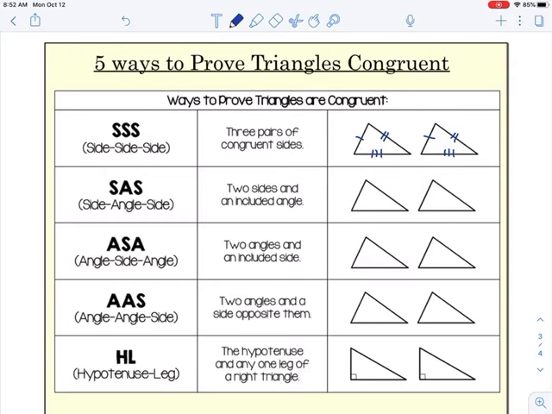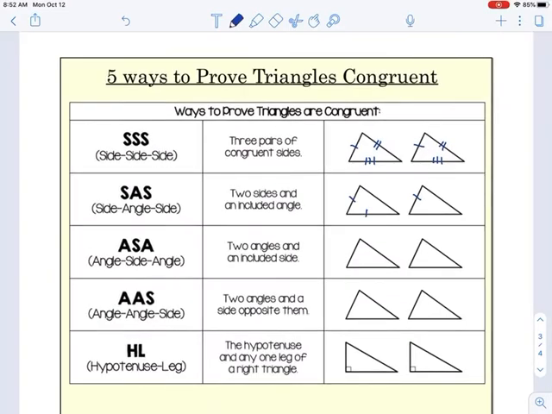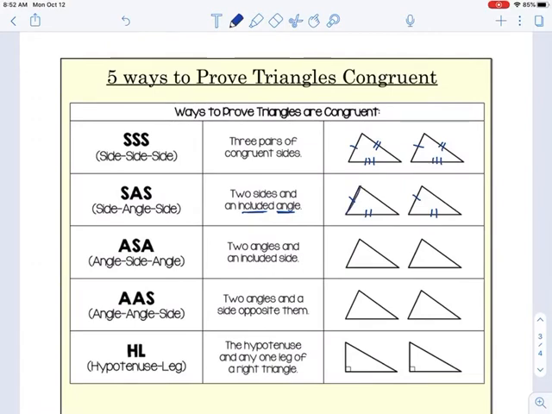The next one, side, angle, side, you would have 2 sides and an included angle. So what this is going to look like, I'm going to pick out any 2 sides of the triangle first. So I'm going to say that one and then that one. This part is important. The included angle is the angle that's formed by the 2 sides that you have marked congruent. So in other words, if I trace the sides that I have marked congruent, that's the angle that's formed. That's the included angle. It can't be any other angle. So I have side, angle, side.